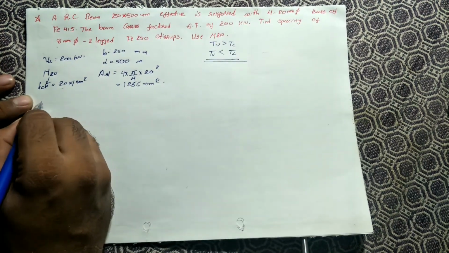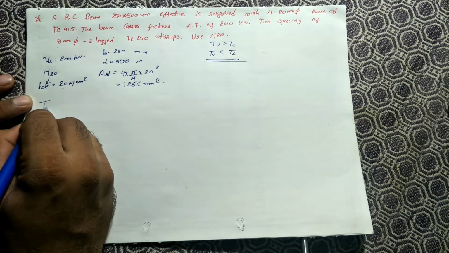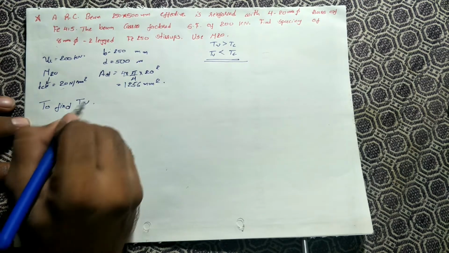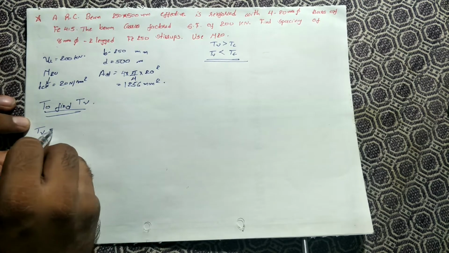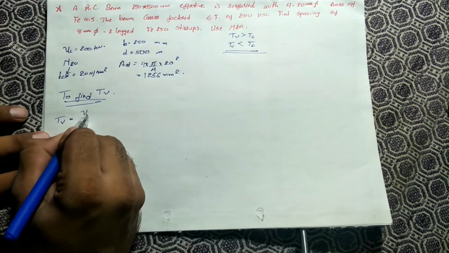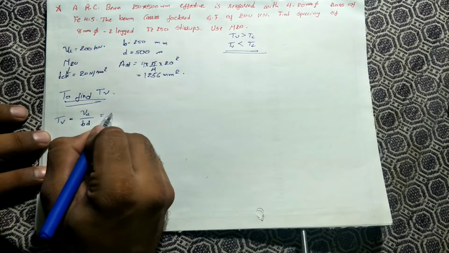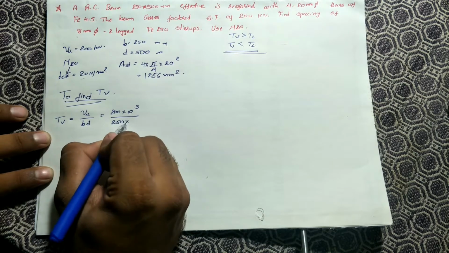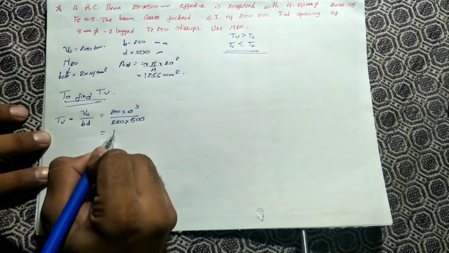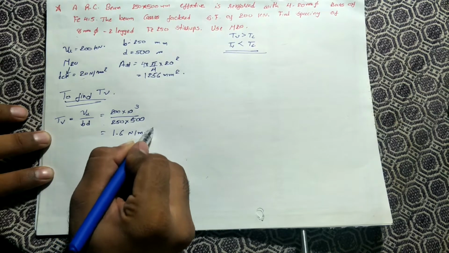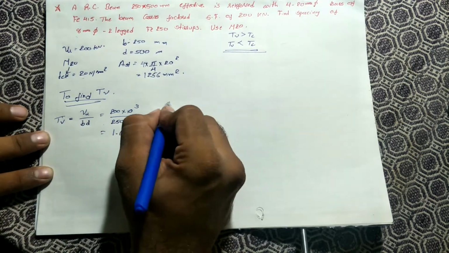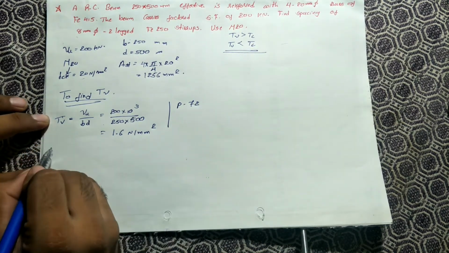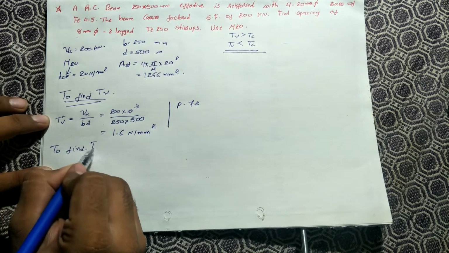In this question we will first calculate tau v. You know that tau v is equal to VU divided by BD. So VU is 200 into 10 raised to 3 divided by B is 250 into D is 500. So it is 1.6 Newton per mm square. See, this equation is given on page number 72. Okay, so now to find tau c.